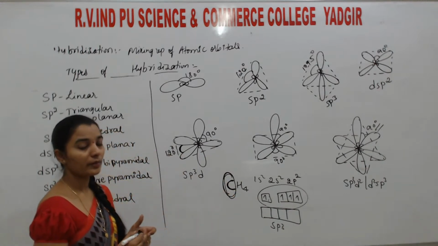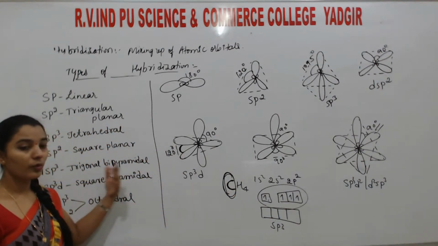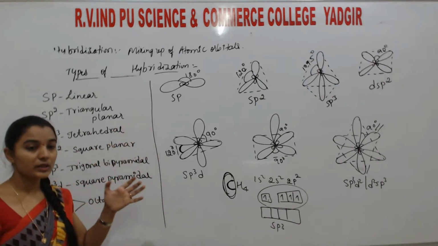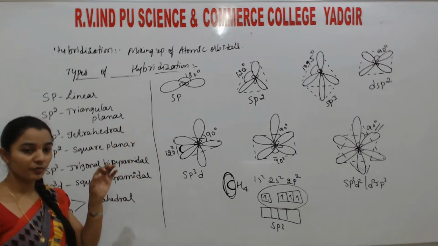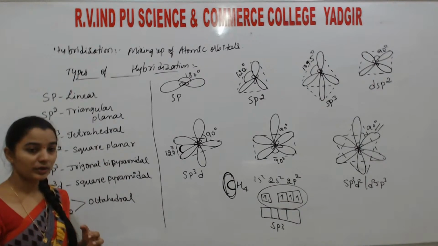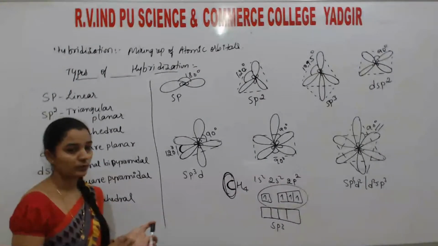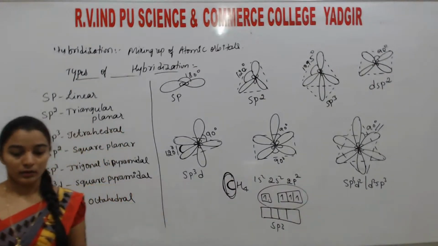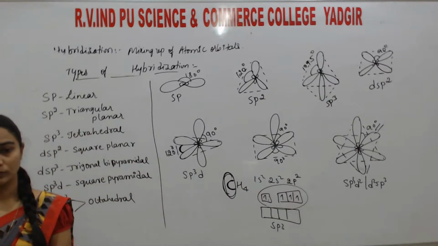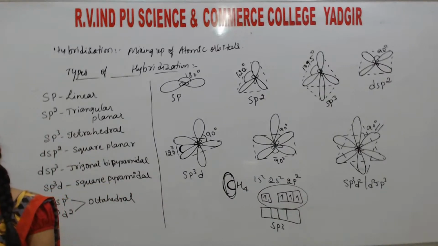Understand? So this is all about hybridization and its structures. From tomorrow's class, we will discuss the percentage of s character and percentage of p character. What is their stability? Okay? Thank you.